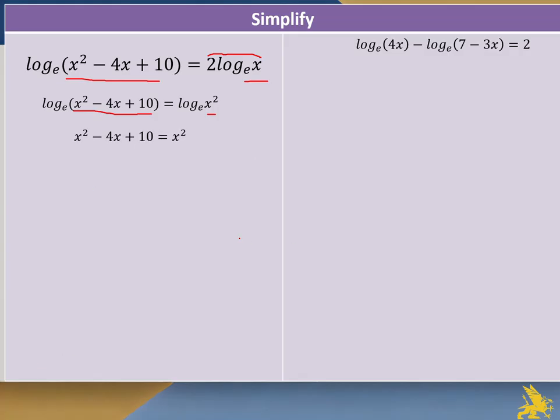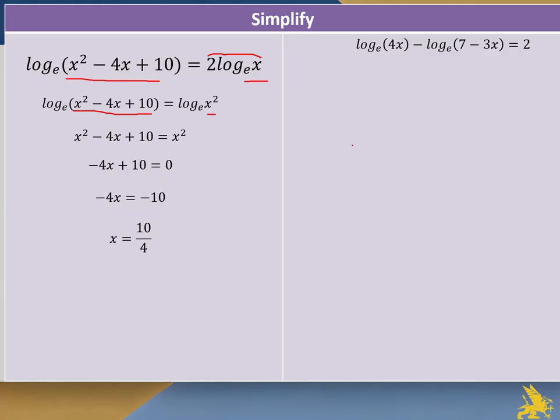The next part that I'm going to do is I'm wanting to solve for x. So that means I will take away x squared, and that leaves me with negative 4x plus 10 is equal to 0. I will then get the constant away, so take away 10, and then I'm going to divide by negative 4. That gives me x is equal to 10 over 4.